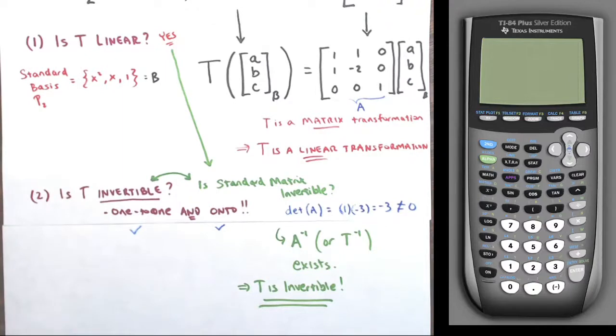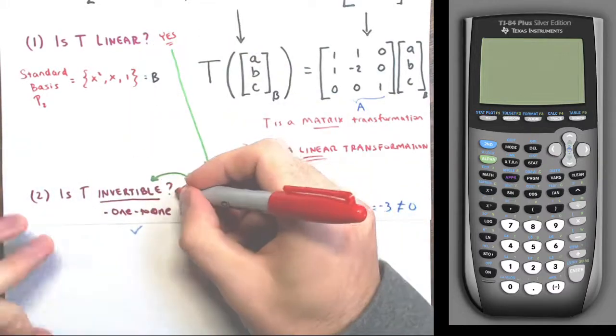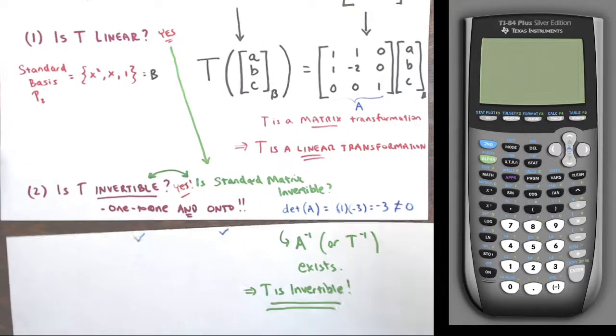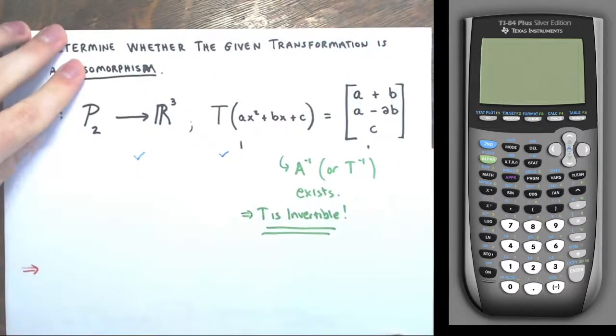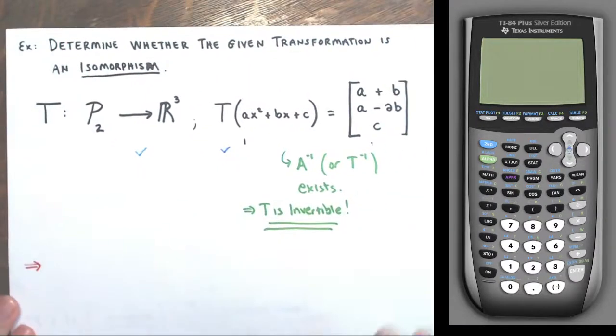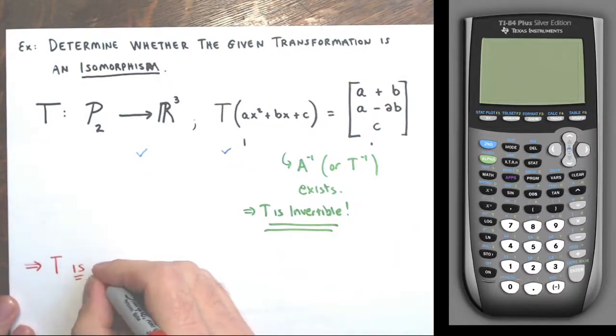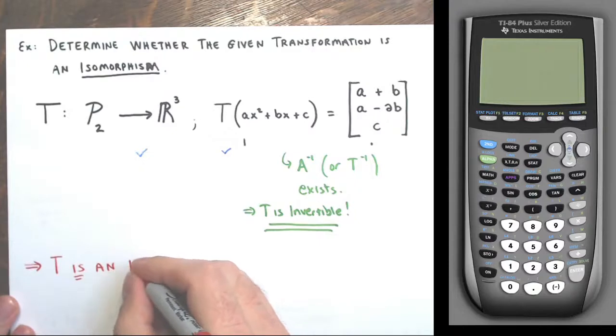So therefore, we have shown here that T is a linear transformation. We have shown that T is invertible. So this particular transformation is what they call an isomorphism. So T is an isomorphism.